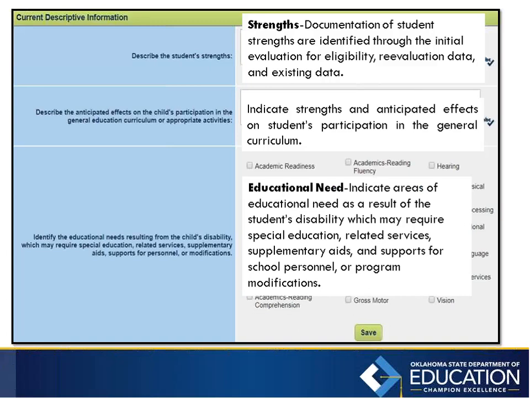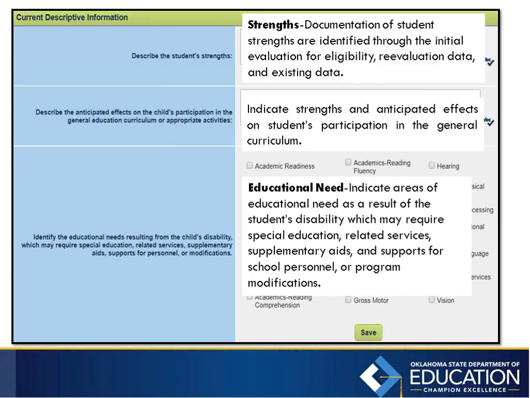Please, on this area, you want to indicate the areas of educational need as a result of the student's disability, which may require your special education services, maybe related services, supplementary aids, supports for school personnel, or program modifications. We see this quite a bit.